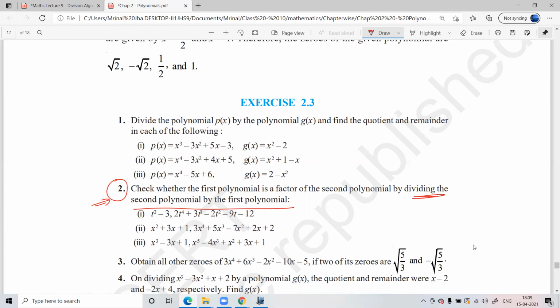Sir, there is only one polynomial. So what is the second one? Sir, if the remainder is 0, then it will be a factor. Yes, very simple. That's good. If we do the division, if the remainder turns out to be 0, then it will be a factor.